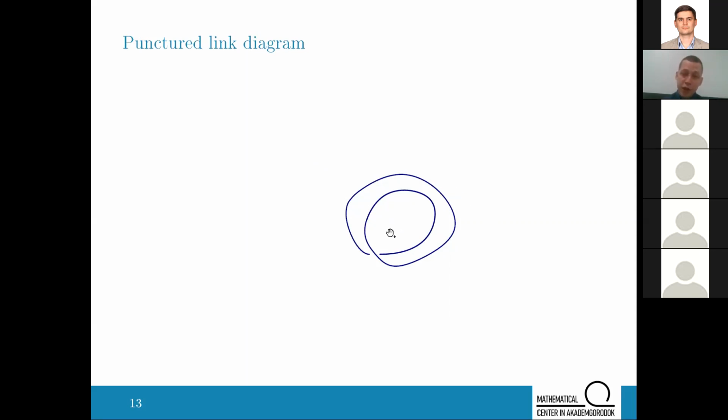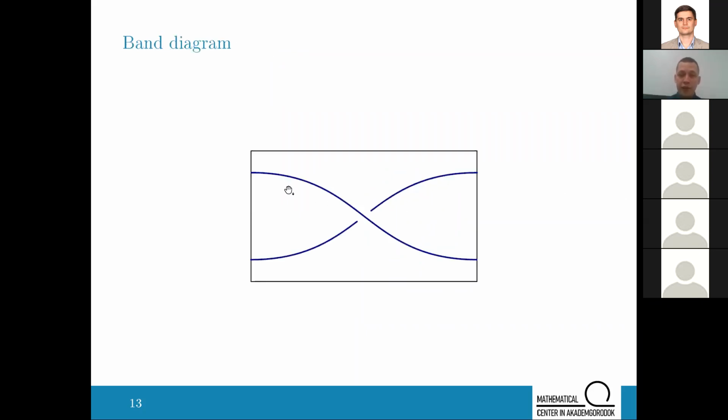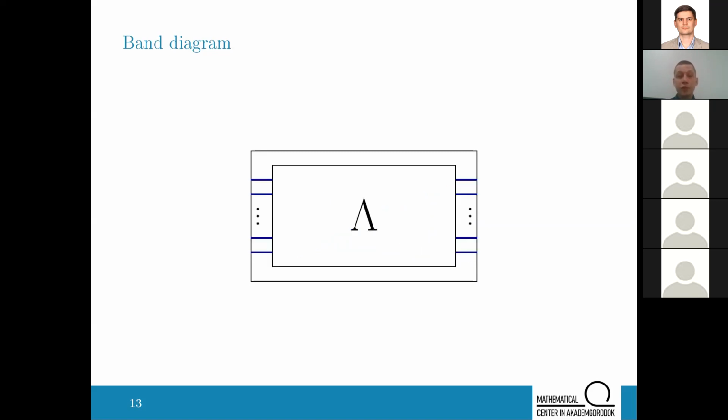If from this puncture I put a line and then cut along this line, and then move these two parts to the left and these two parts to the right, then I will have a band, and inside this band I have my link. It's also a way to depict links in lens spaces, and it is called a band diagram of a link. In this talk, I will work with links in lens spaces in terms of band diagrams. So this is a general band diagram: some number of points on the left, the same number of points on the right, and inside some tangle.